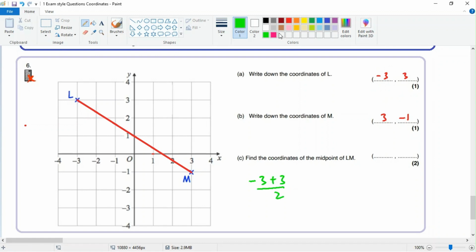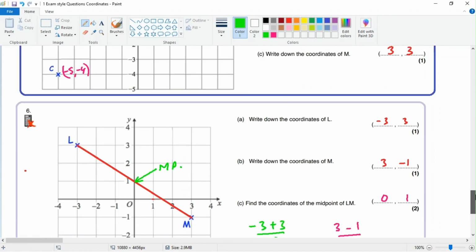Now comes y. This value and this value added together. That means 3 minus 1 over 2. That means this is going to be 0 over 2. This is going to be 2 over 2. That means 0 and 1 is going to be the answer. So this is a point. So 0, 1, this point is the midpoint of this line LM.